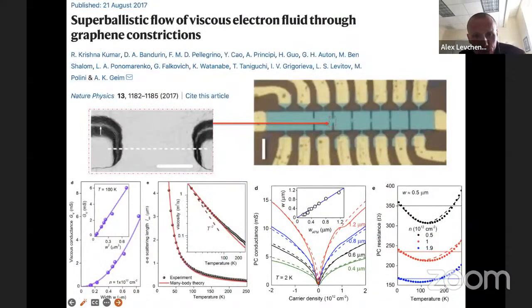Very quickly, another beautiful manifestation of these effects is the flow through narrow constrictions. This was an experiment by the Andre Geim group where they saw an enhancement of conductance. These square patches are patches of whole bar graphene that are connected to each other through a constriction. This constriction is essentially a kind of macroscopic quantum point contact, and the conductance through this constriction, as you can see in this plot, varies quadratically with the width of the channel, and this should remind you of the Gurzhi initial prediction, and that's also a manifestation of the viscous effects.